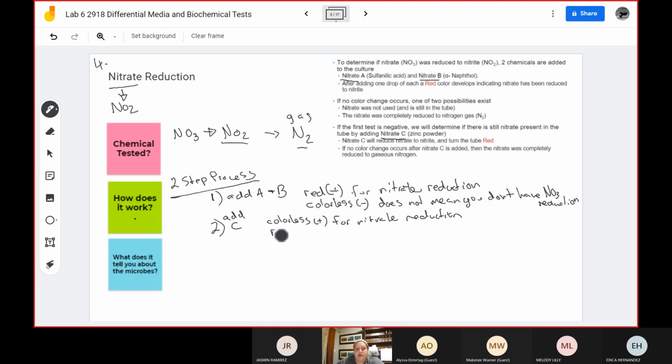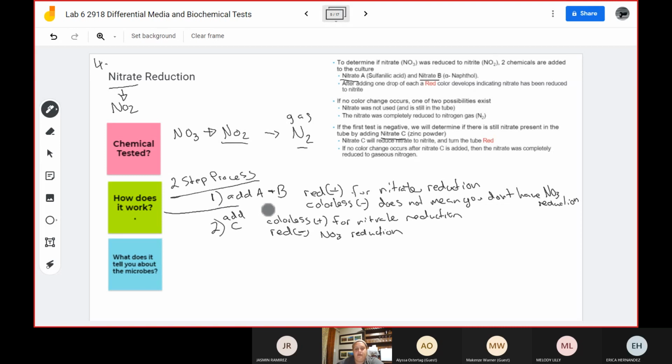On the other hand, if it turns red, because it was initially colorless, if it turns red, it means that NO3 was still there, and you've just forced it to be converted to NO2, and the bacteria are not doing that. So this is negative for NO3 reduction.